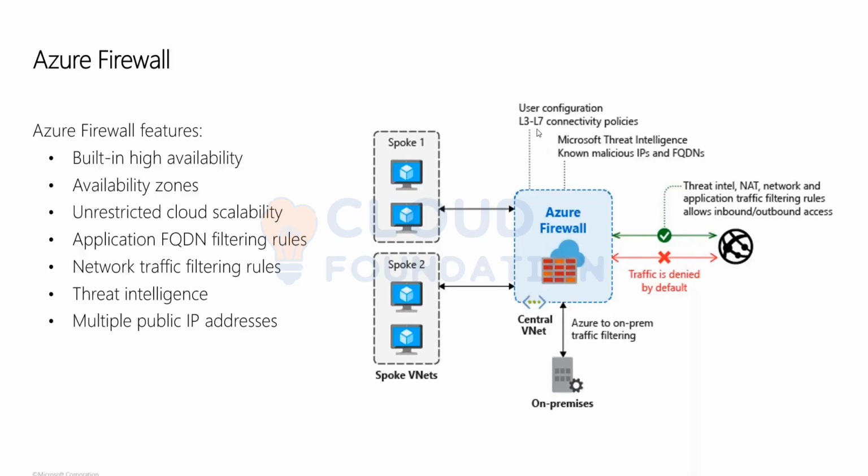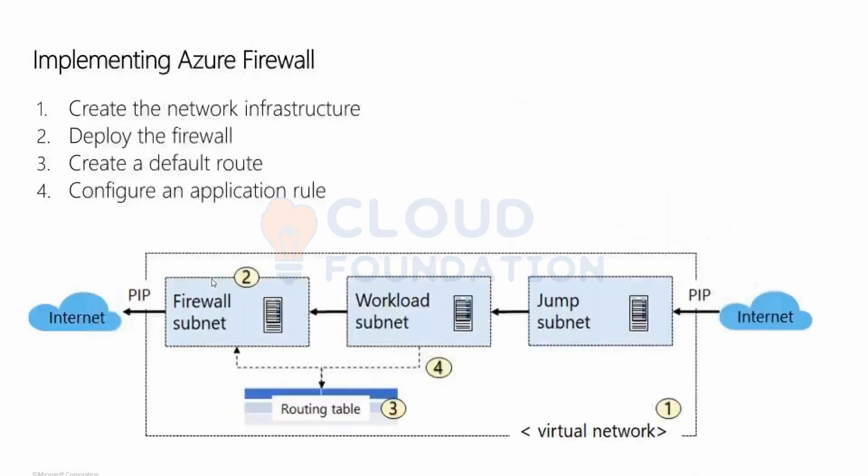Say, for example, I don't want any of my users connected to the virtual machine to go and connect to a specific set of sites. I want to block those sites or allow a certain set of sites. Those things I can do by using Azure Firewall. There are two sets of rules: one is application rule collection, and the other is network rule collection. There are two collections available. Within these collections, we can add a set of rules.